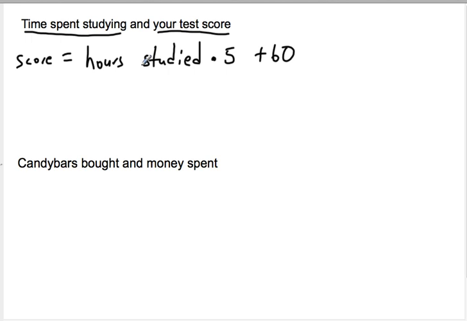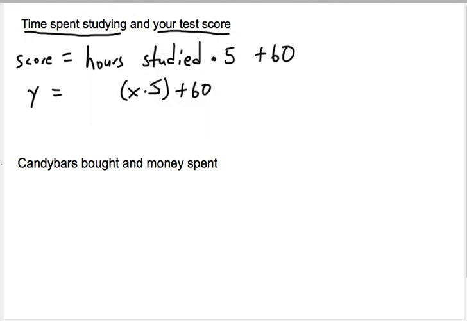So in this case, score is the dependent variable. Hours studied would be the independent variable. And you could say x times 5 and then plus 60. The 5 and the 60 I made up, obviously. That had nothing to do with the words of the problem.